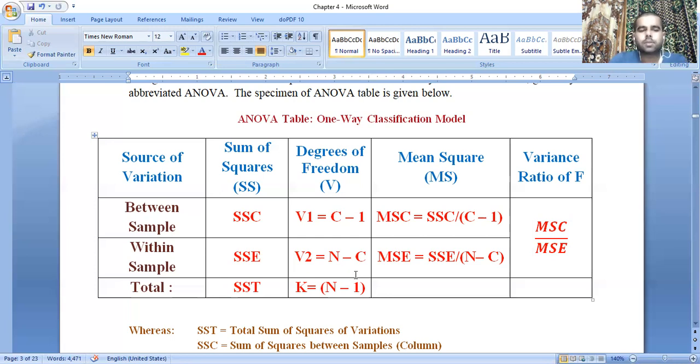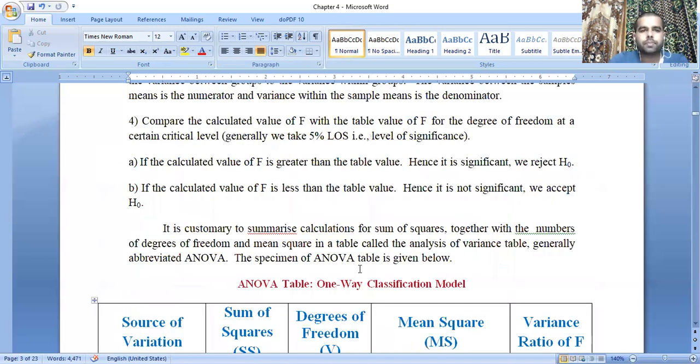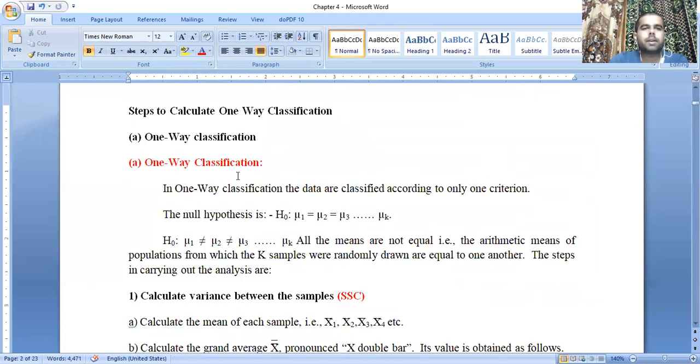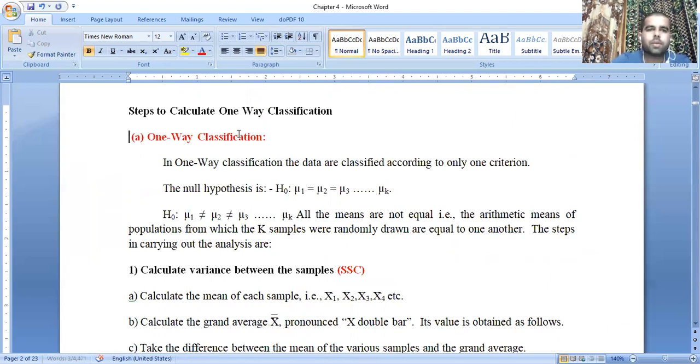I have written a few steps, so observe carefully. Here are the steps to calculate one-way classification. In one-way classification, the data are classified according to only one criterion.